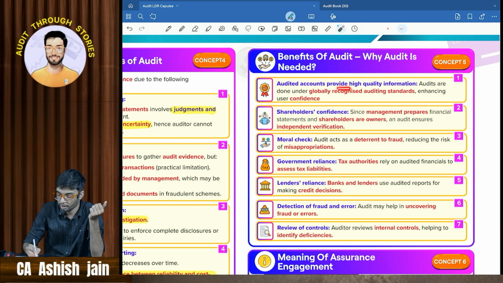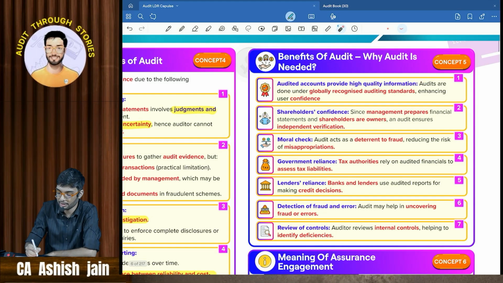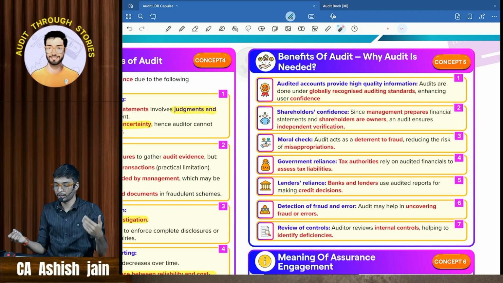Then audited accounts provide high quality information. If your books of accounts are audited, that company definitely has global recognition. It can go abroad and raise funds. That's why there is high quality information, globally recognized accounting standards, and user confidence gets a boost.